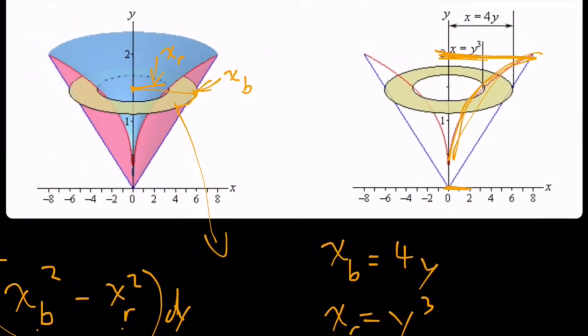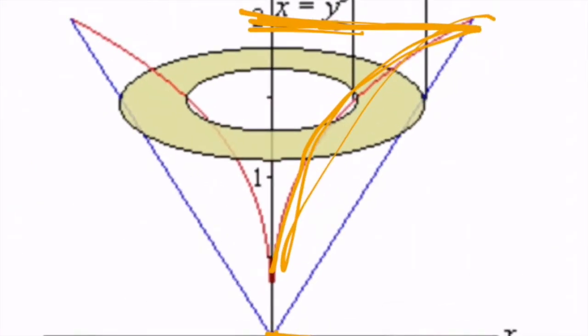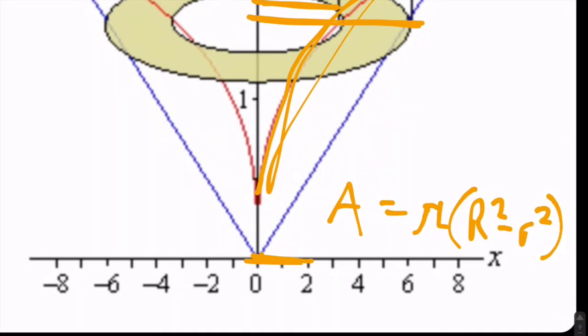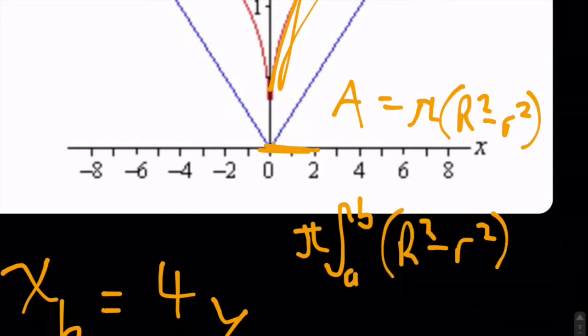As we can see, this is very similar to the last problem, except instead of one disk, we have a washer, which is basically an outer disk minus the inner disk. We found a function to represent the radius of the outer disk and a function to represent the radius of the inner disk. The area equals pi times the radius of the outer disk squared minus the radius of the inner disk squared. When we integrate this area, we're essentially taking pi times the integral from a to b of the outer radius squared minus the inner radius squared, dy, or dx if it's in terms of x, but in this case it's in terms of y.